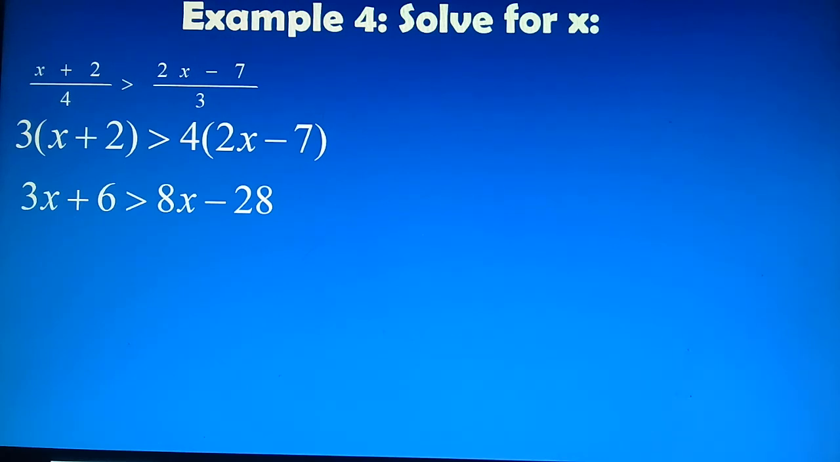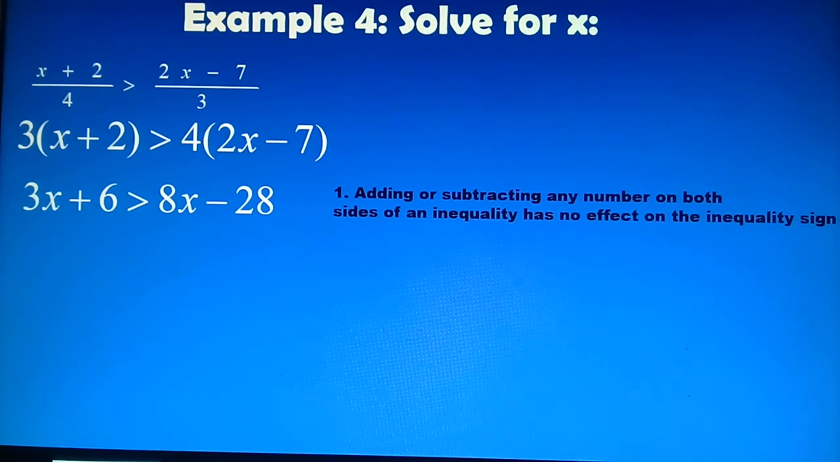Can I take 8x and move it to the other side? Yes, rule number 1 says adding and subtracting on both sides does not have an effect on the inequality sign. This is our rule number 1: adding or subtracting any number on both sides of an inequality has no effect on the inequality sign. That's why now I can take minus 8x to the other side. I got negative 3x minus 8x, I got negative 5x. On the other side, I have negative 28; if I take 6 to the other side and change sign, I get negative 34 now. Now I have negative 5x on one side and negative 34 on the other side.